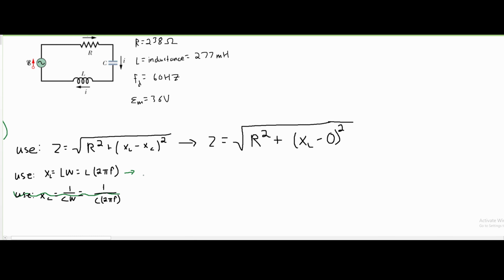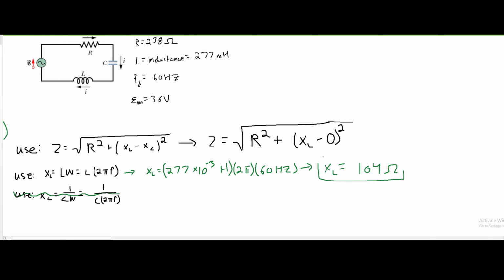To do this, we have our inductance, which is 277 millihenries. We have to multiply this by 10 to the -3 just to put it in henries, and multiply this by 2 pi times the frequency, which here is 60 hertz. The answer we're going to get for this is that our X_L is equal to approximately 104 ohms.